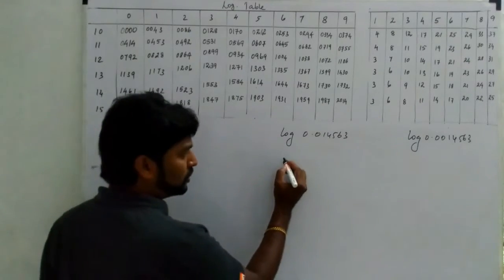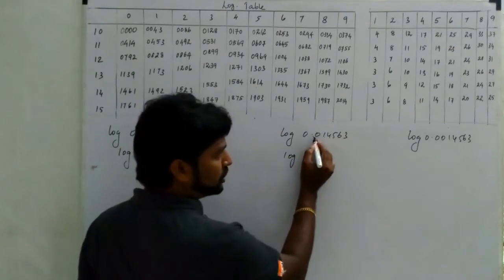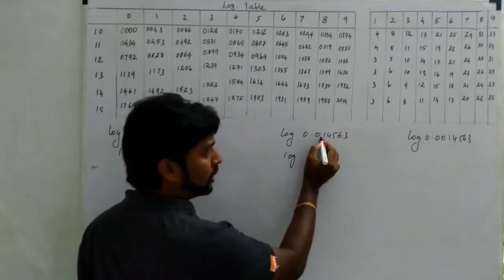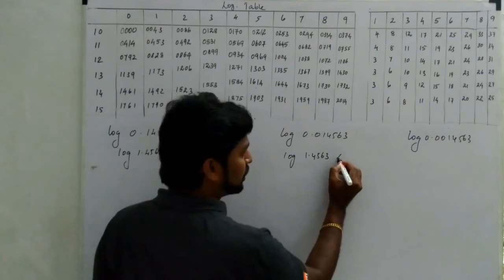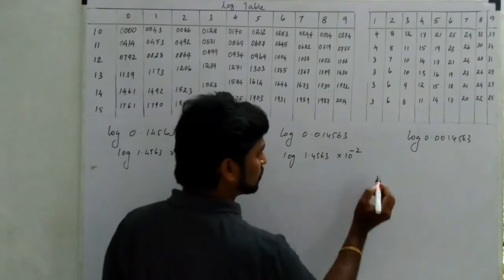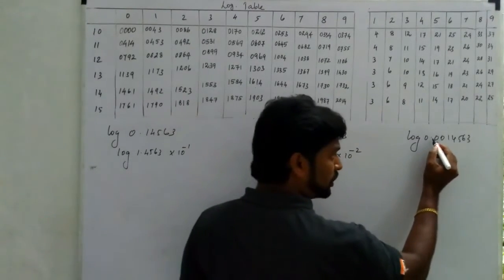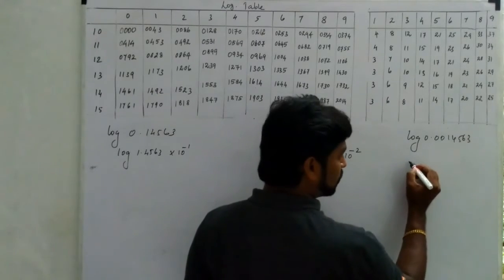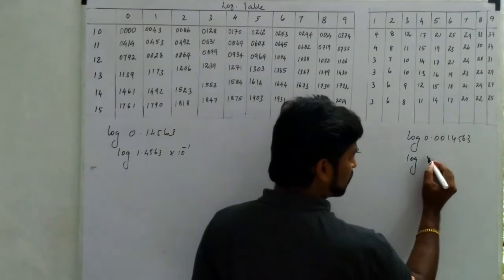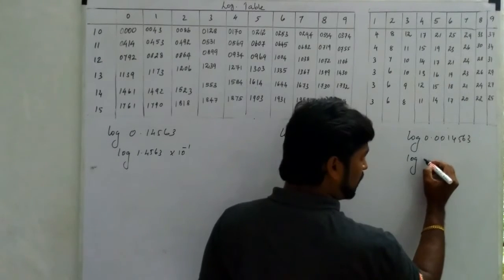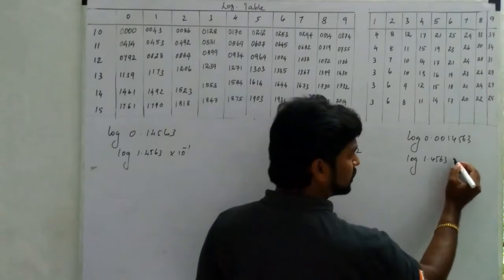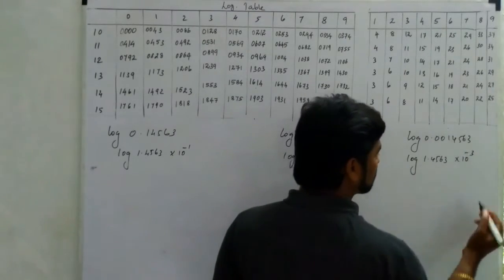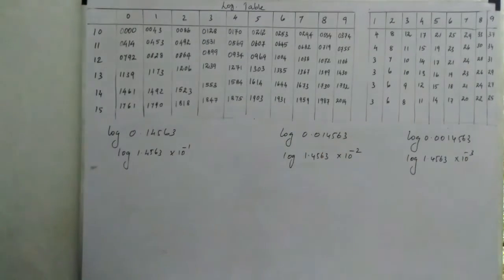Suppose in the second number, how many digits should it be moved? 1, 2. So it is 1.4563 into 10 power minus 2. For the third number, how many digits? 1, 2, 3. So 1.4563 into 10 power minus 3, because 3 digits are moved. Like that, first we have to change it into standard form.